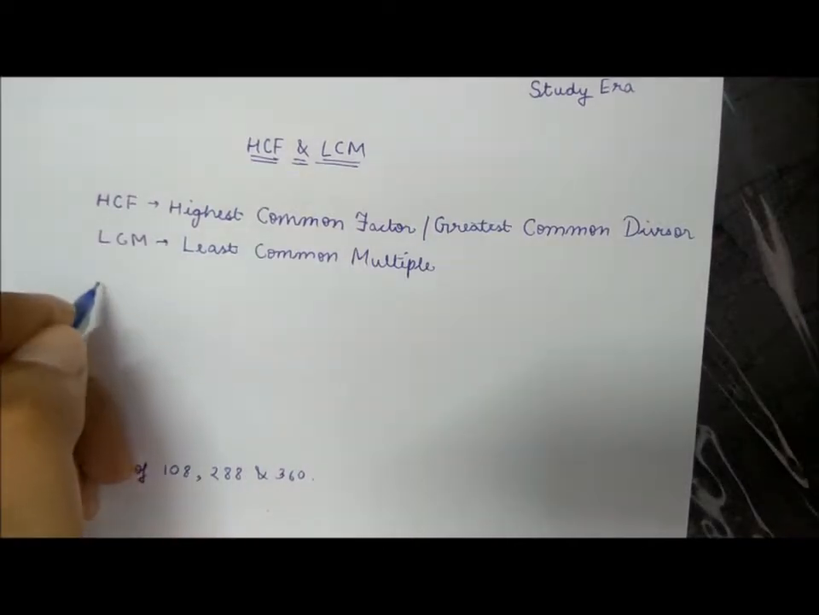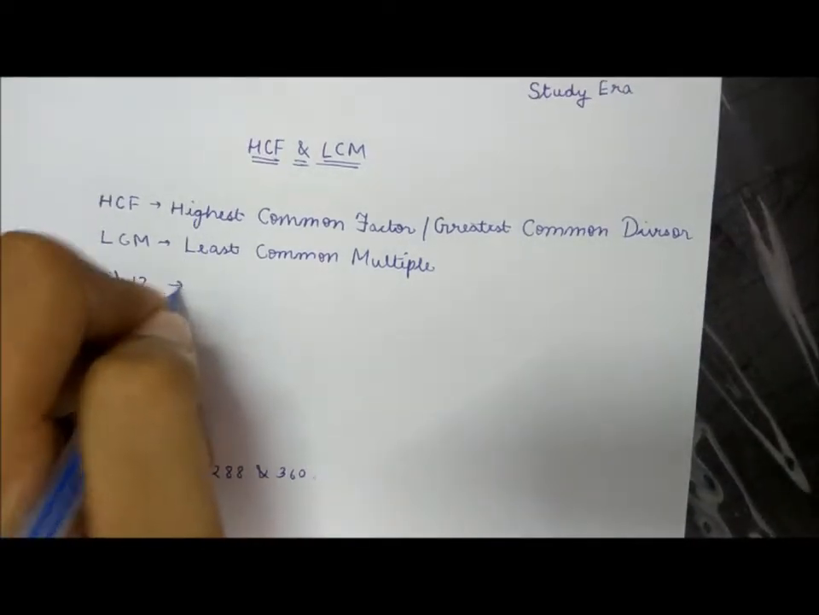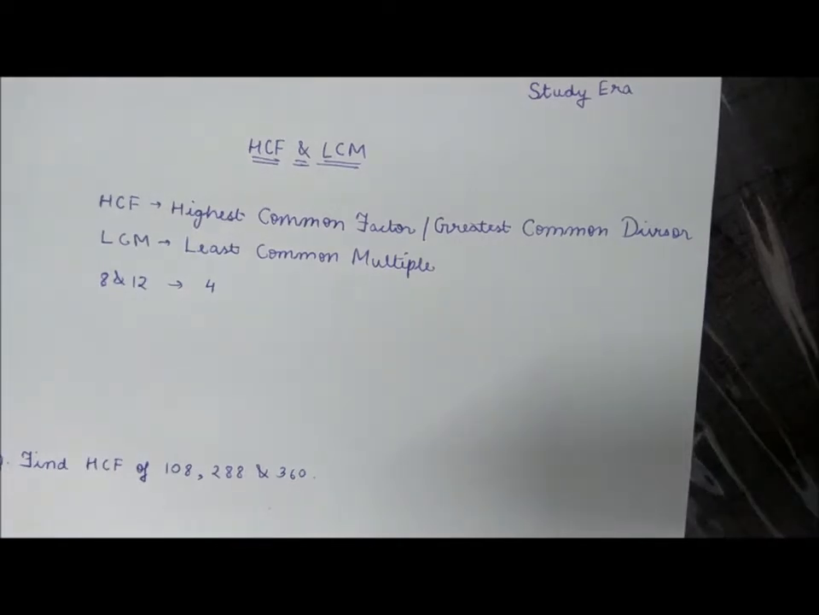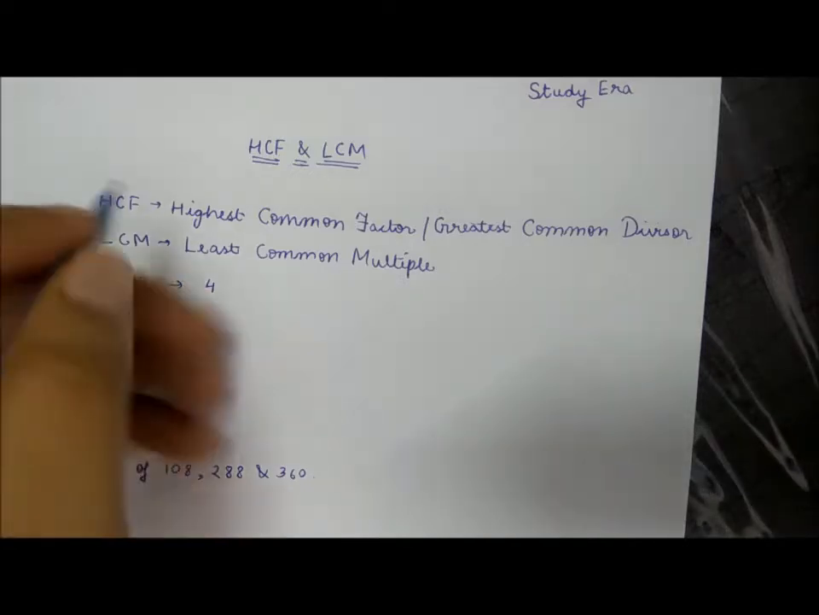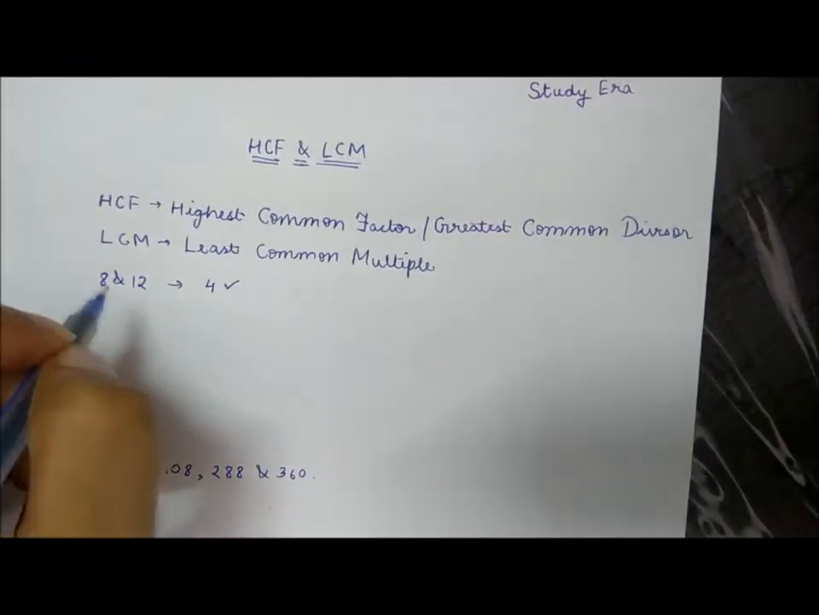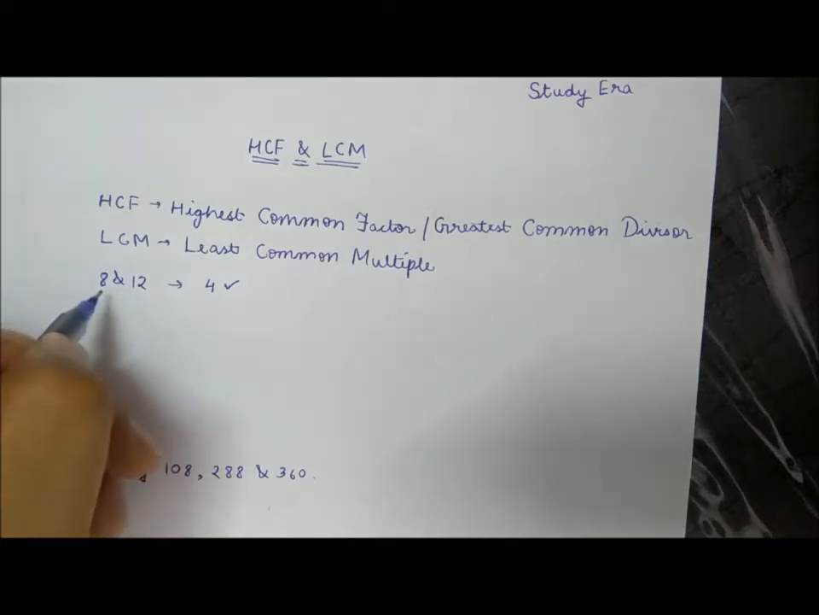Let us assume that 8 and 12 are two numbers. We need to find the HCF of 8 and 12. It would be 4. As per the definition, the greatest number that divides each of them exactly is their HCF. Talking about 8 and 12, 4 is the greatest number that divides 8 and 12. 2 also divides 8 and 12, but 2 is not the greatest number, hence it is not the HCF of 8 and 12.